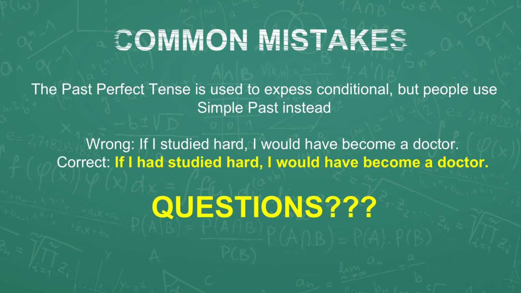One more mistake is the past perfect tense is used to express conditional, but people use simple past instead. So it is wrong to say, if I studied hard, I would have become a doctor. Here you have to say, if I had studied hard, I would have become a doctor. Right? So that's all about the past perfect tense.